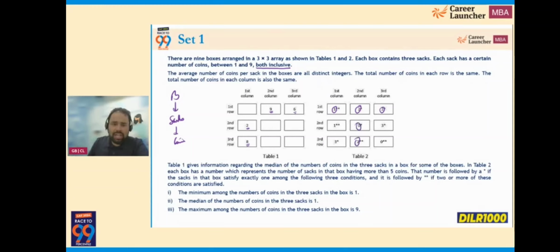What are the asterisks? Single asterisk if one of these conditions is met, double asterisk if 2 or more are met. What are the conditions? The minimum among the number of coins in the 3 sacks in the box is 1. The median of the number of coins in the 3 sacks is 1. The maximum among the number of coins in the 3 sacks is 9. Understood the question? Did you understand the data?